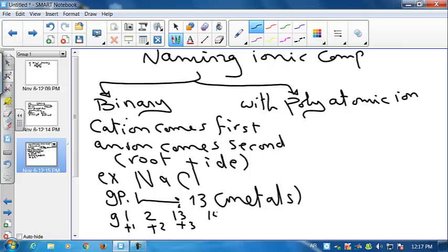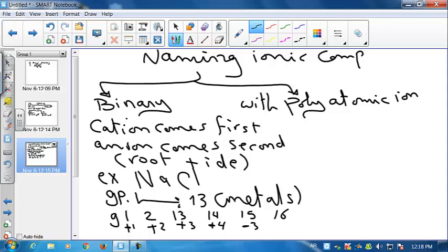Group 14 has a charge of positive 4 in covalent compounds, but they make covalent compounds, and even in covalent compounds they have a charge of positive 4. Group 15 has a charge of negative 3, because phosphorus, which is 15, is 2, 8, 5. So it needs to take 3 electrons. So it will make a charge of negative 3.